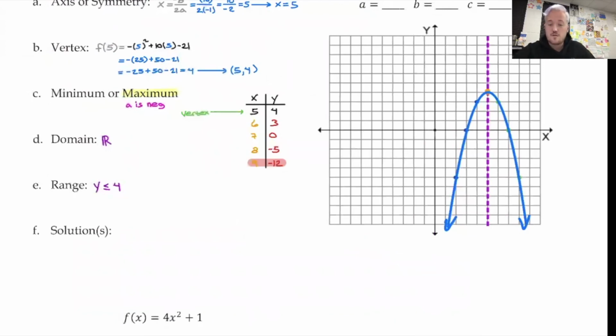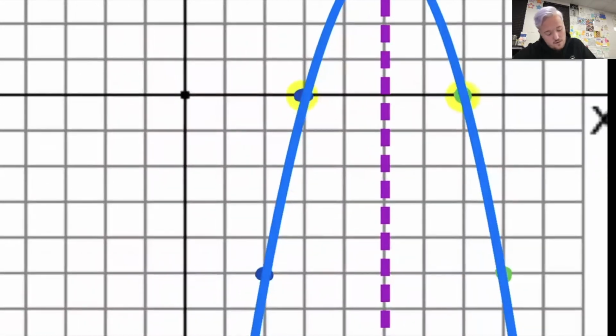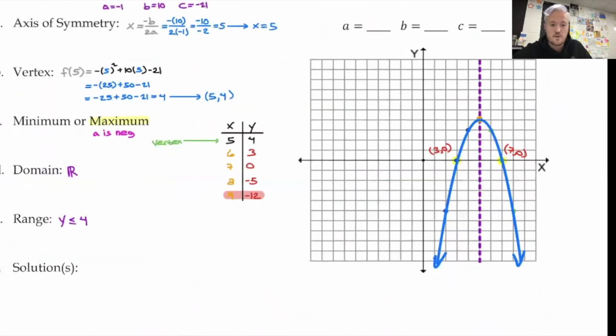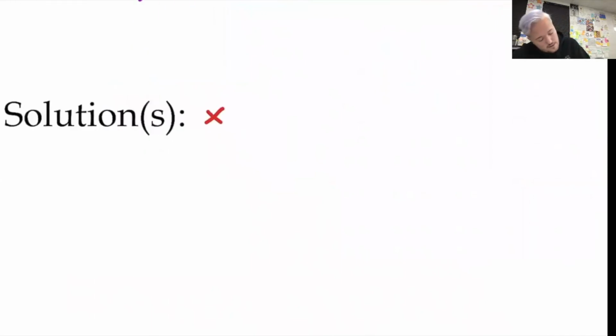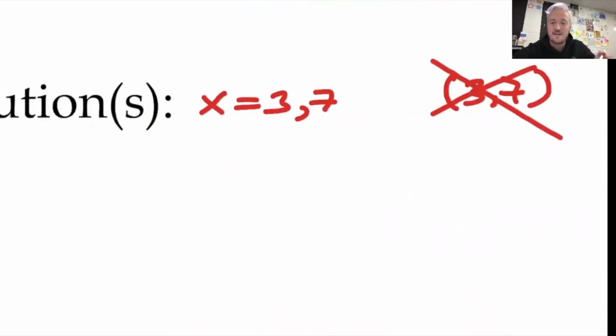So we're looking to find the solutions. We want to find where it's going to cross the x-axis. So it's going to cross at this point and this point. Those coordinates, respectively, are 3, 0 and 7, 0, if I can count. So that's what I want to write over here for the solutions. So x equals 3, 7. Just remember, if you write 3, 7, that is wrong. It's not a coordinate. We're writing the independent x values.